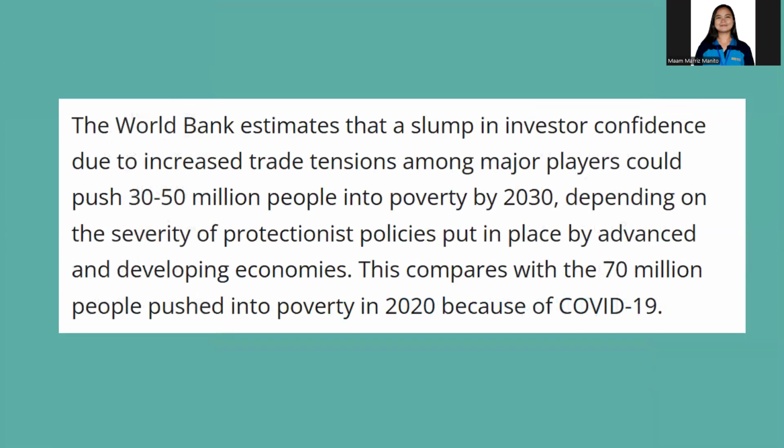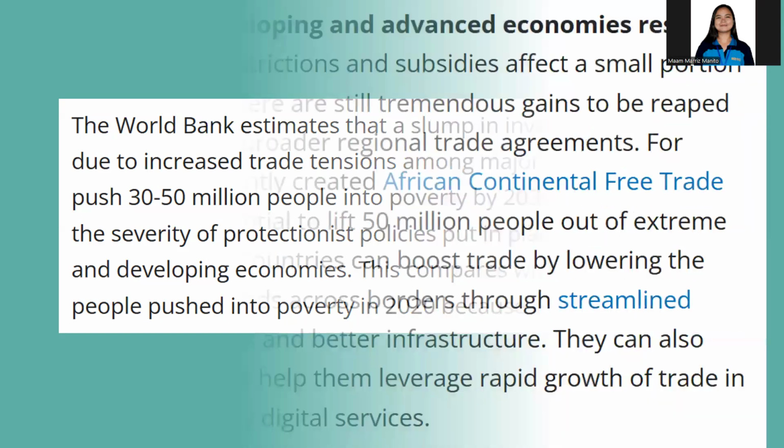The World Bank now estimates that a slump in investor confidence due to increased trade tensions among major players could push 30 to 50 million people into poverty by 2030. So if the problem with trade continues because of the tensions between key players or countries in the world, it could lead to poverty, depending on the protectionist policies placed by those countries that are having conflicts. So yeah, that's a major problem.